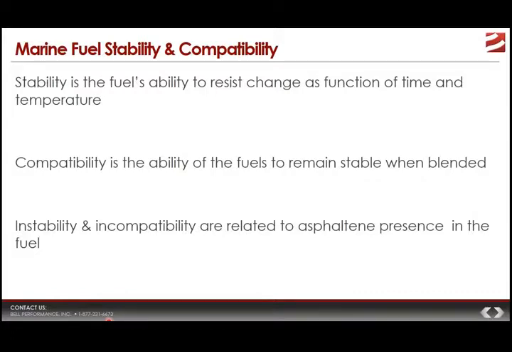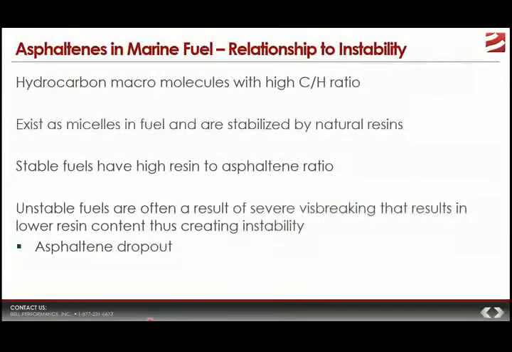Now, related to that, the issue of compatibility. Compatibility, when we talk about a marine fuel's compatibility, well, that's the ability of the marine fuel to remain stable when blending. Now, the reason we bring both of these up is because when you have a high asphaltene presence in the fuel, that can cause negative effects on both stability and compatibility. That's why we say instability and incompatibility of marine fuels are related or can be related to the asphaltene presence in the fuel. So let's look at these asphaltenes a little bit closer.